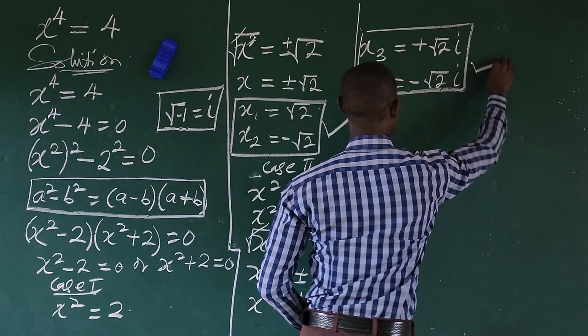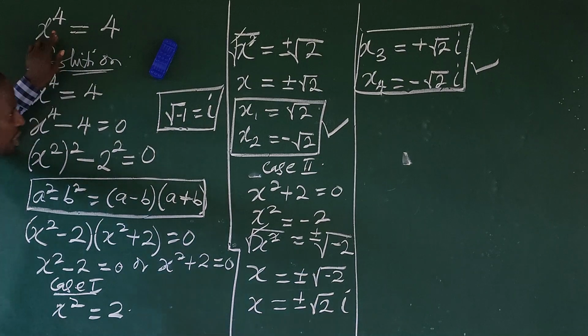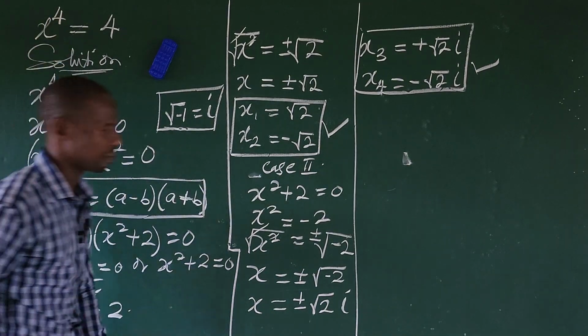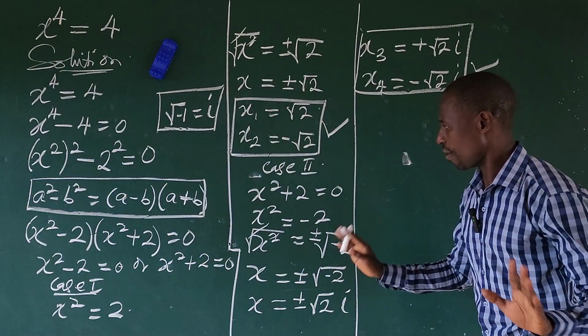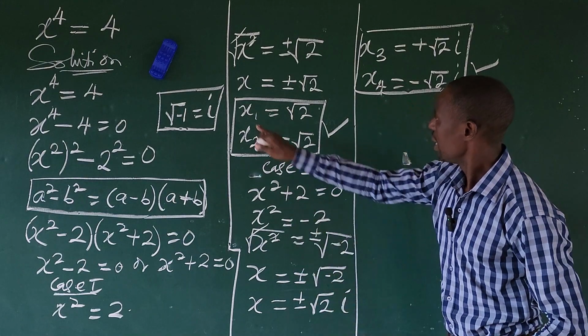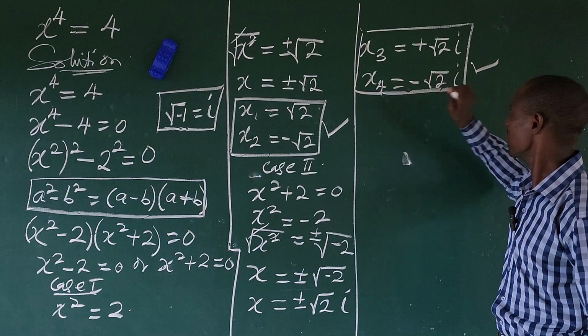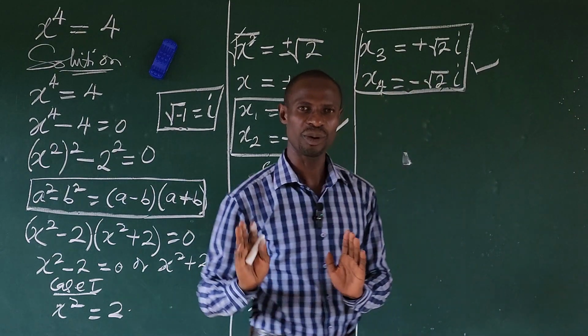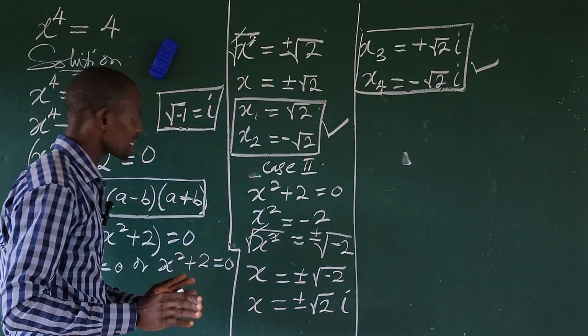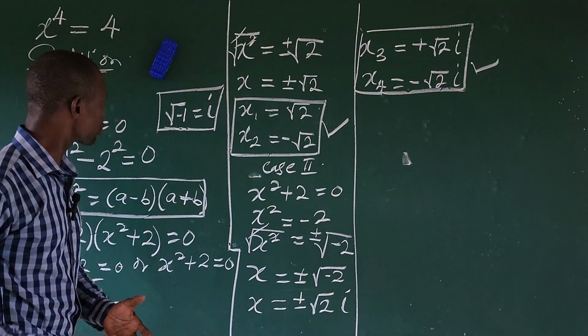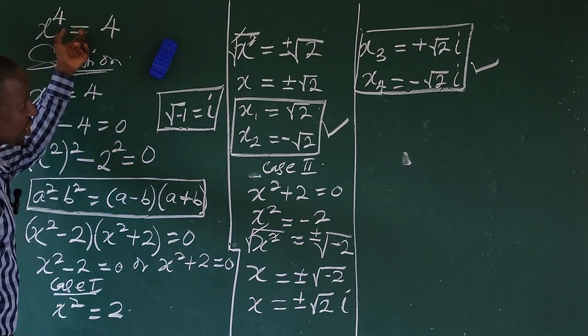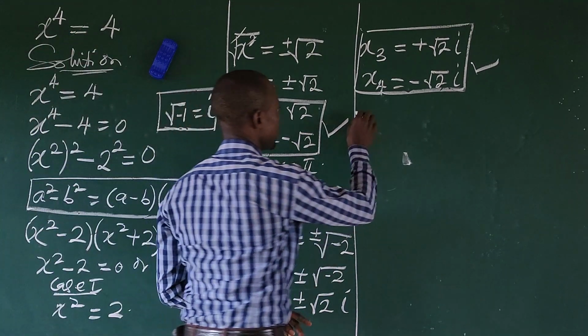So we have 4 roots to this because the exponent here is to the power of what? 4. And so the 4 roots are, we have our x1 this, x2 this, and x3 this, x4 this. But we want to do a simple check to see if the 4 roots to this question are correct. So let's take a check.